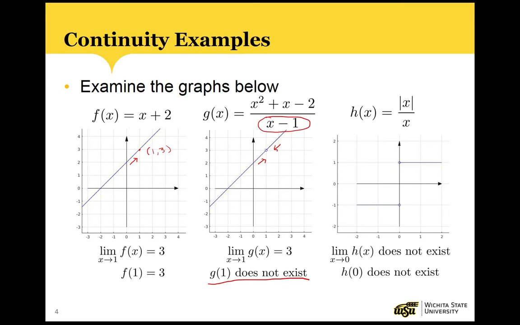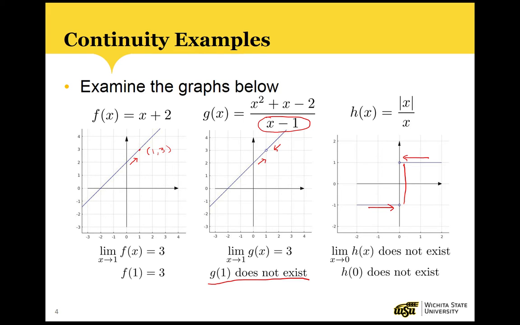Our final example here is h of x equals the absolute value of x divided by x. This is an example that we've seen a couple times before, and it shows us an example of a jump discontinuity. If I look at the limit as x approaches 0 from the left, we see that I'm approaching the value -1. But if I look at the limit as x approaches 0 from the right, we get an entirely different number, 1 instead, and there's this very large gap between those two values.